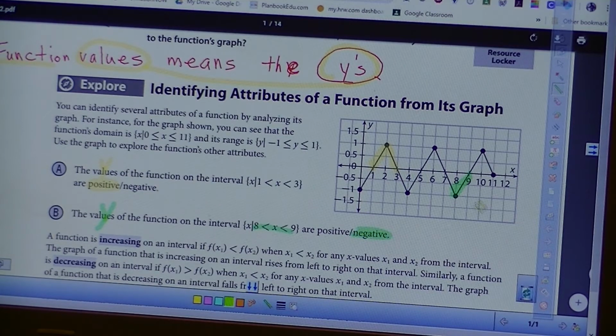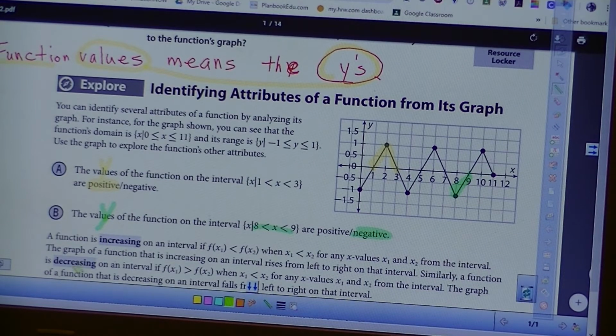This is called just a state of being. Any individual point on here, the y value would be negative. So on this interval, all of those are negative. That's one attribute we look for: looking at the y values from one spot to the next spot.